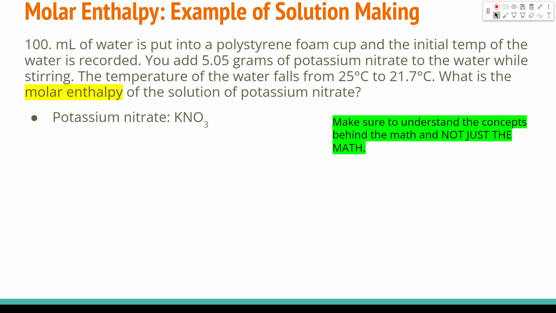So potassium nitrate, you should have memorized your polyatomics, and you can look up potassium as K, so +1 and -1, so there's our KNO3. And so our delta H for the solution is related to our Q. We can see that it's going to be exothermic because we're seeing the water.